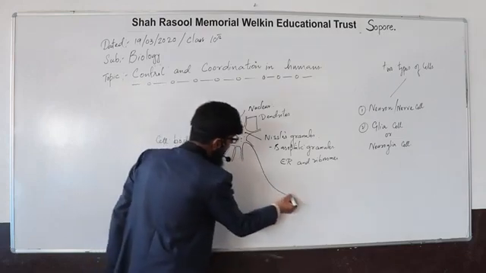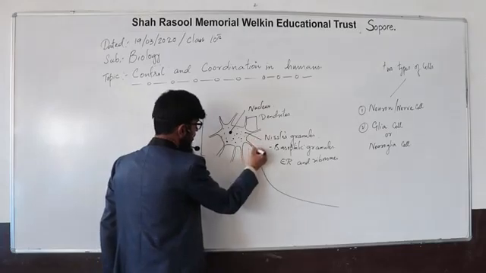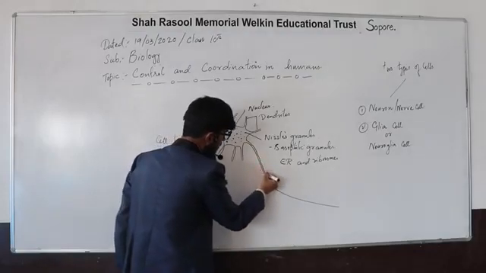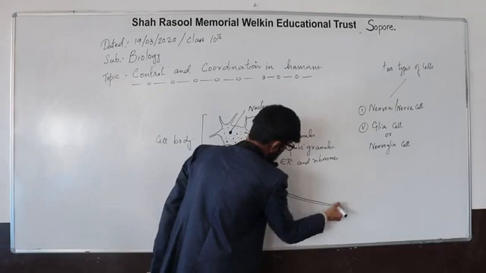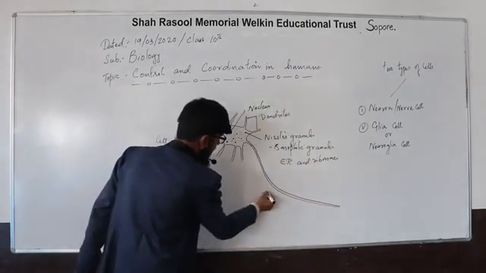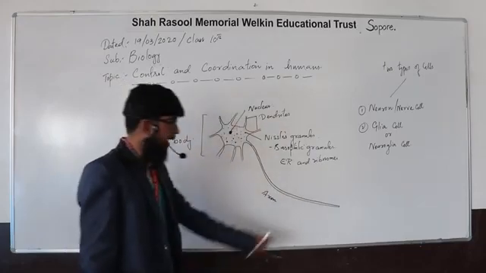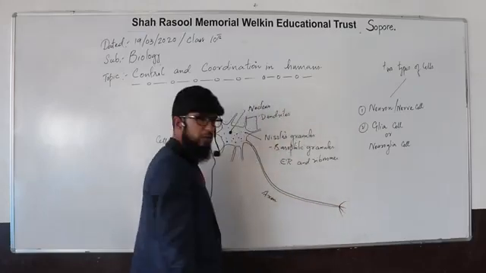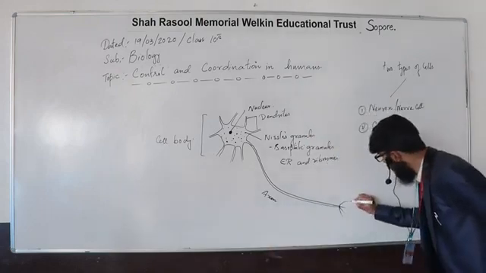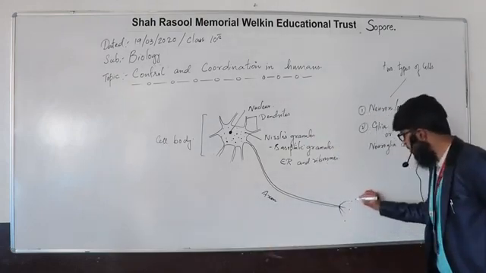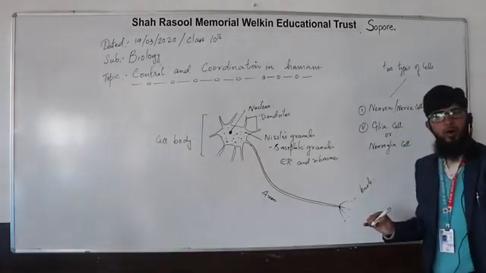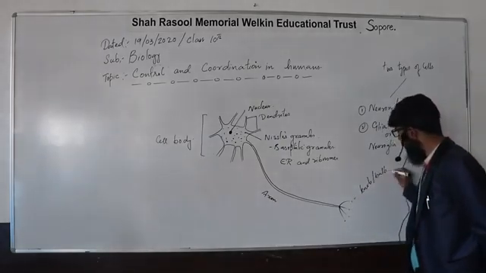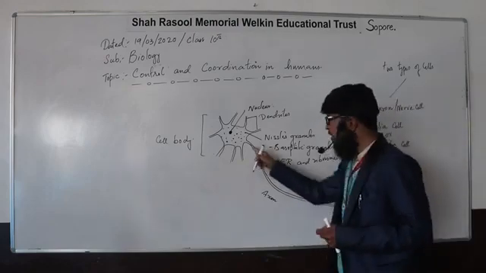Let me draw the axon here. You can draw it freehand, straight, curve, or whatever you would like. Okay, so this is the axon. And the axon ends with the axon terminals. So there are the axon terminals. Every axon terminal ends with a node, or we call it an axon end bulb.